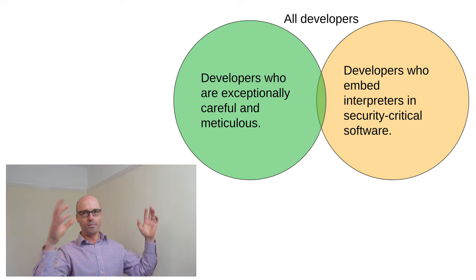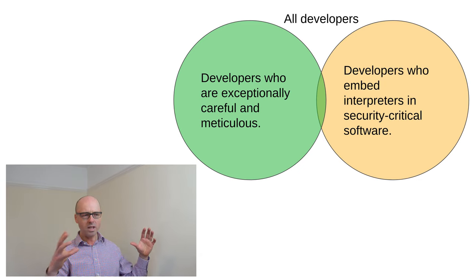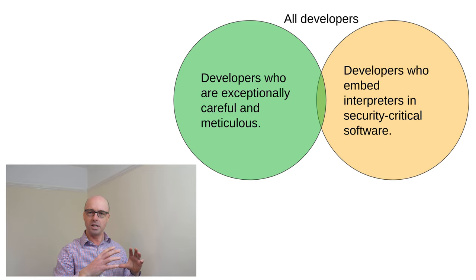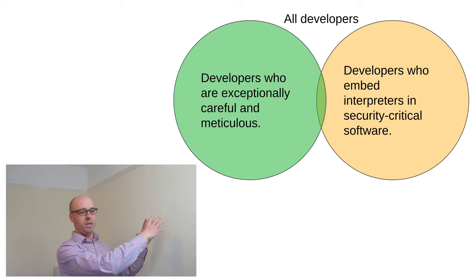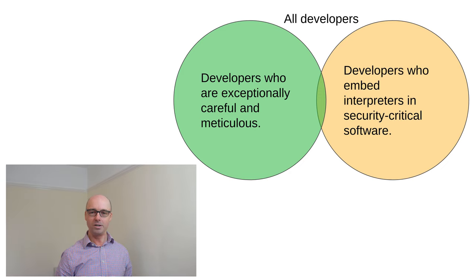So I have this Venn diagram in my mind. If you were to think about all the developers in the world, then there's going to be a subset of those developers who are particularly meticulous and are very good at writing code that doesn't contain any bugs. There's also going to be a group of developers who think it's a great idea to embed an interpreter in security critical software. So that team over there are responsible for numerous dumpster fires, including modern web browsers. Now, I'm not saying that the intersection between these circles is empty, but I am saying it's small.